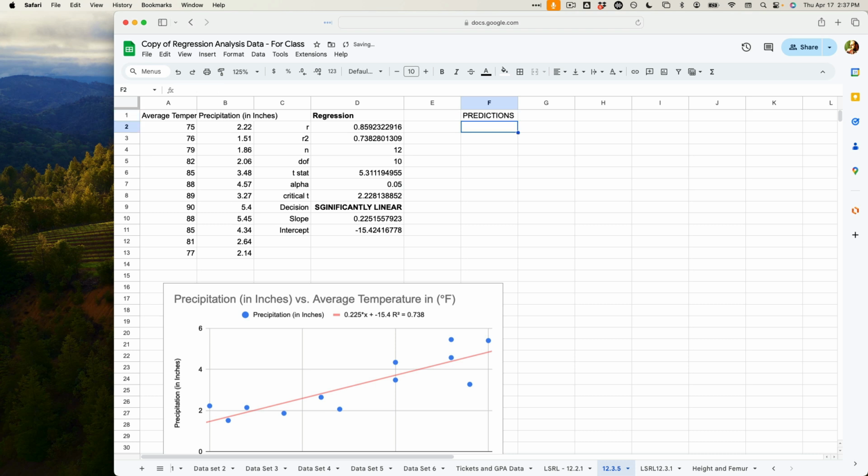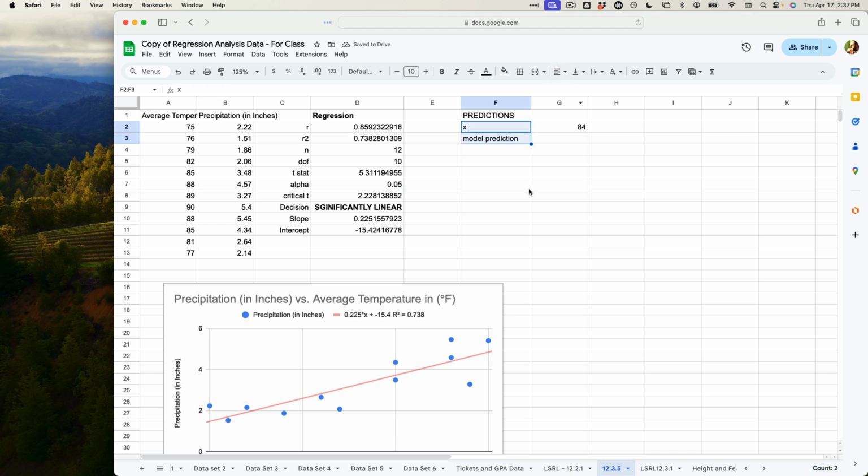Predictions. Now, I want to predict at a given x value. So let's say I want to predict at 83 degrees, or 84 degrees, okay? And my model needs to give me a value. So that's my linear regression model prediction.